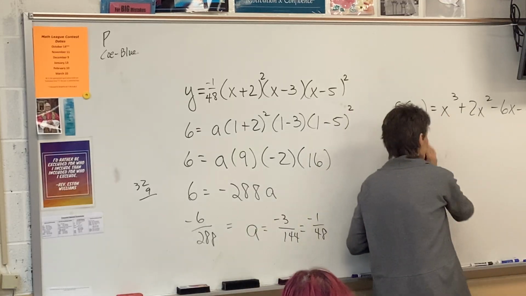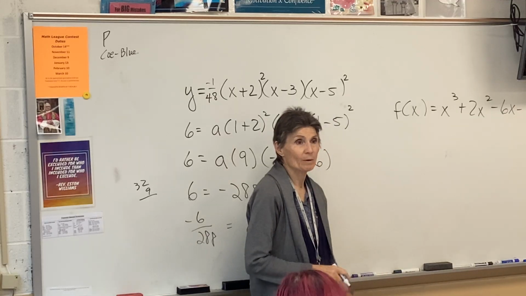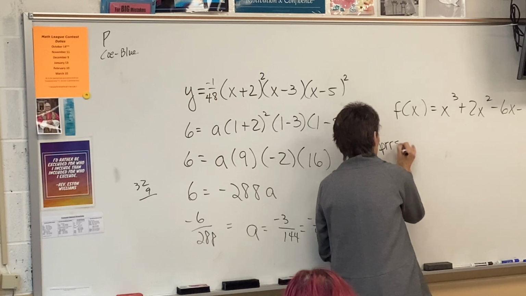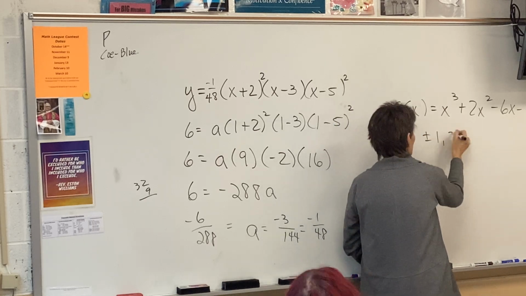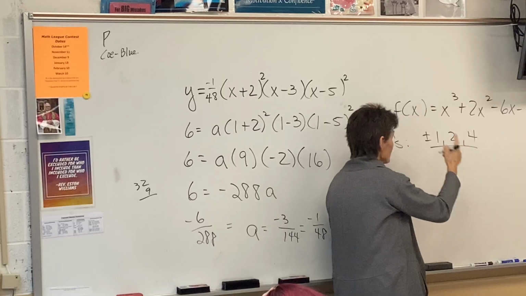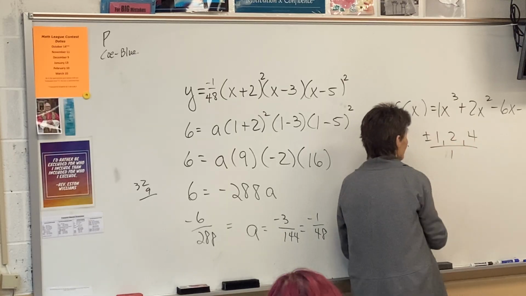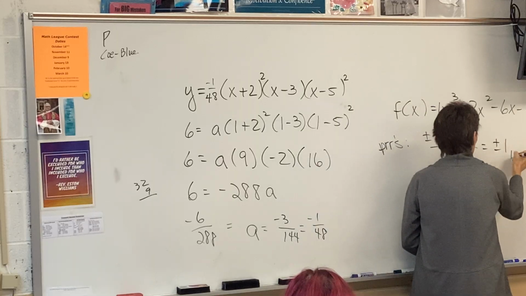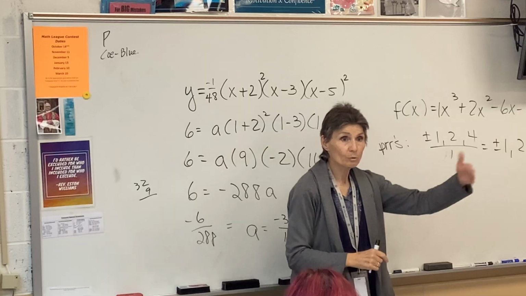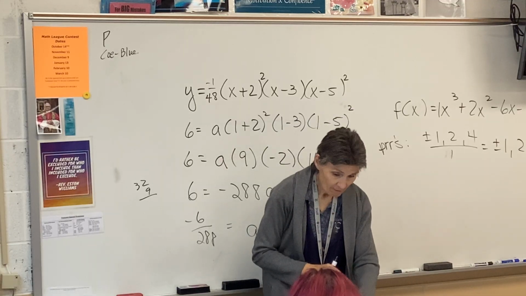So what are we going to do? Well, we're going to follow the directions. The directions say, list the possible rational roots. They're going to be plus or minus the factors of 1, 2, and 4, or factors of 4, which are 1, 2, and 4, over 1. So plus or minus 1, 2, and 4. Then it says, find them.